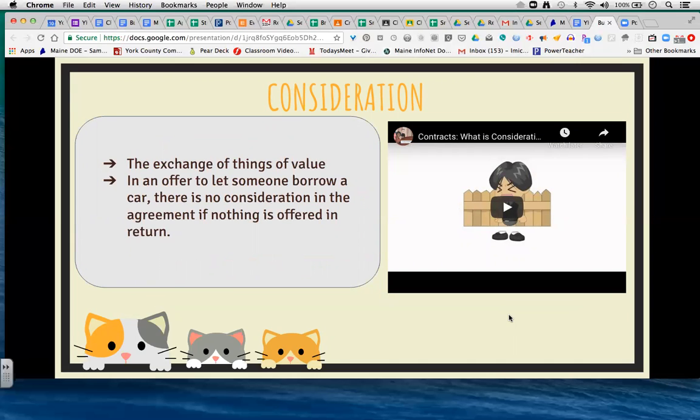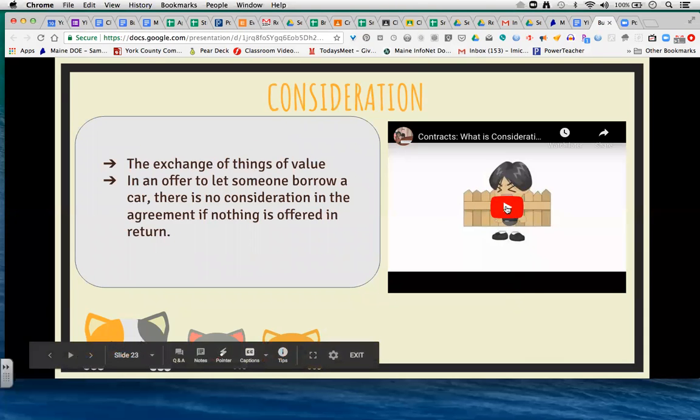Consideration is the exchange of things of value. In an offer to let someone borrow a car, there is no consideration in the agreement if nothing is offered in return. So you just ask, can I borrow your car? That's not a contract. Let's learn a little bit more about consideration.